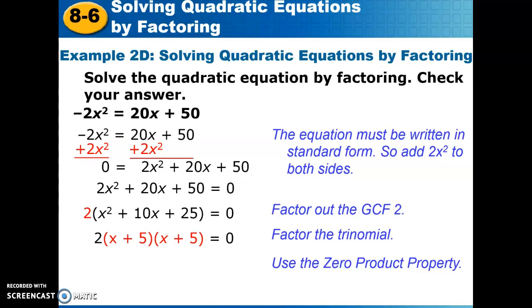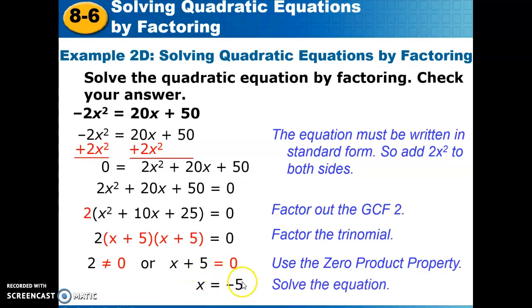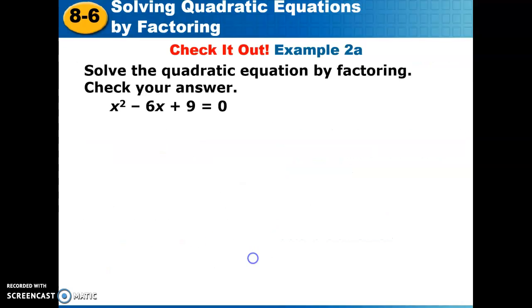And then we've got the zero product property. So we don't have to worry about this 2. There's no variable with it, so you don't really have to do anything with it. But we know that x plus 5 has to equal 0. And when we take the opposite of that, it's negative 5. So there's one answer to this, which is x equals negative 5. All right.